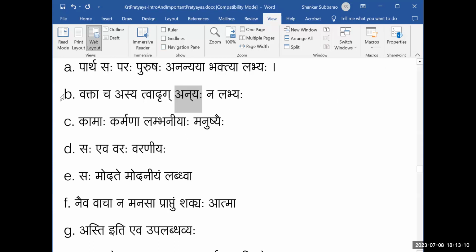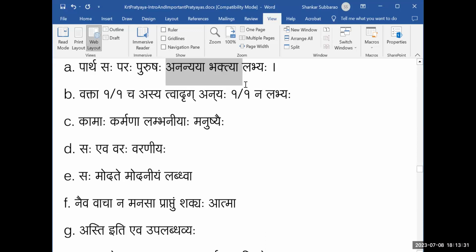So now I'm saying, Vakta is 1-1, correct? Anyaha is 1-1, correct? Now I'm asking you, what will you say? When 2 words are there in the same case and number, like here we saw Ananyaya Bhaktya, 2 things, 3-1, which was primary among these 2? Bhaktya. And then what qualified it? Ananyaya. Therefore, Ananyaya qualified Bhaktya.